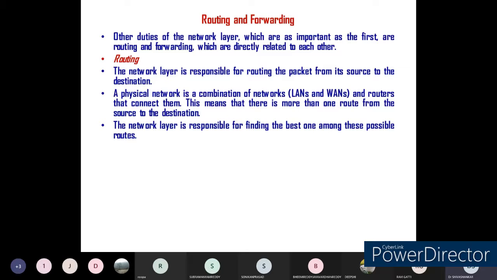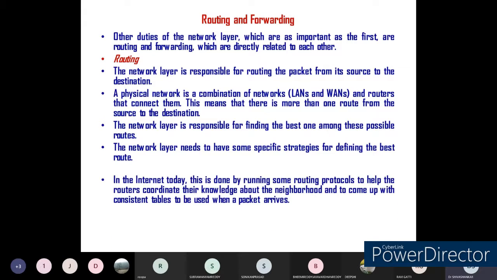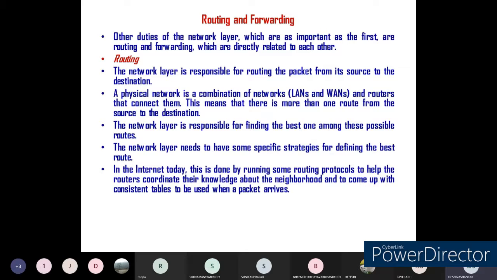The network layer is responsible for finding the best one among these possible routes, right? The network layer also needs to have some specific strategies for defining the best route. As I told you, the shortest path is the best path in the network, because n number of paths will be there to travel from source to destination.